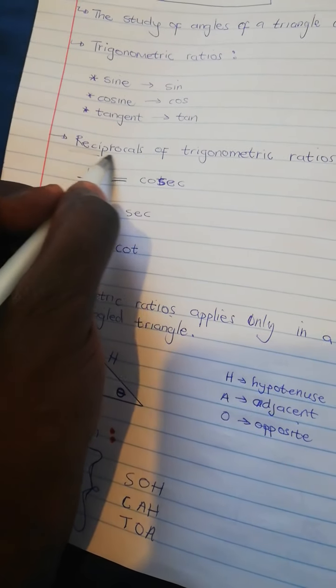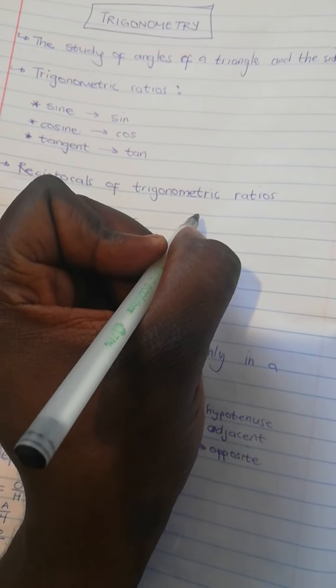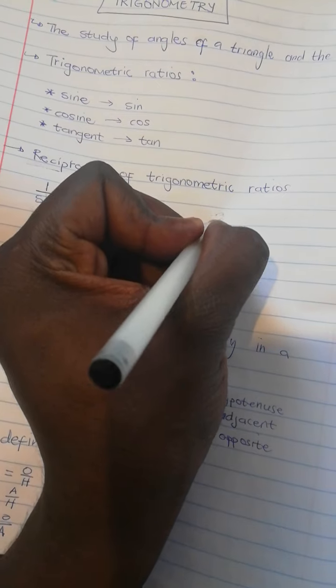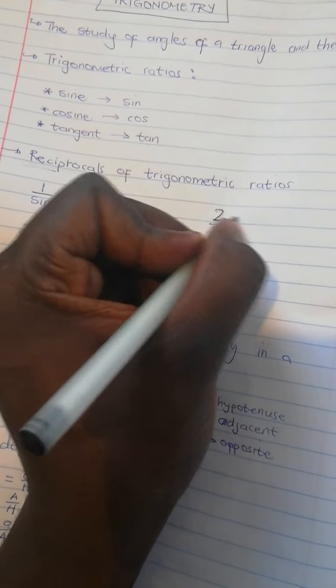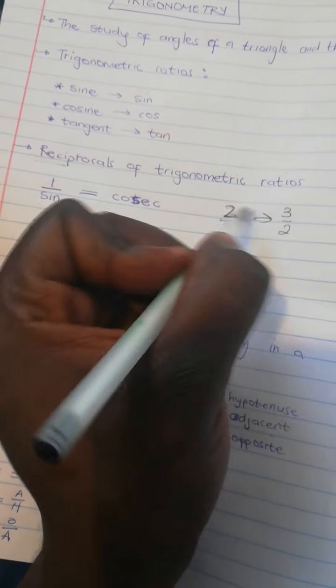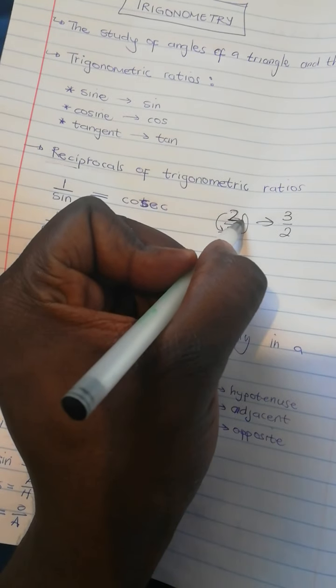So the reciprocal of a trigonometric ratio, as you know the word reciprocal in maths, means that whatever was the numerator becomes the denominator, and whatever was the denominator becomes the numerator. For example, if we want to find the reciprocal of 2/3, let me write 2/3. If you have to find the reciprocal of 2/3, it would be 3/2. So what was up goes down, and what was down goes up.